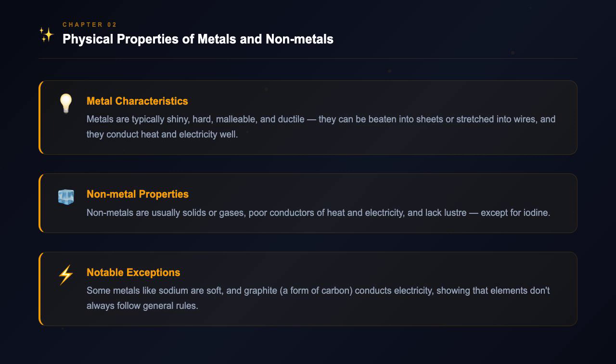Nonmetals are usually solids or gases and are poor at conducting heat and electricity. They are not malleable or ductile and lack luster, except for iodine. There are exceptions like graphite, a form of carbon that conducts electricity, showing that elements can have different properties.